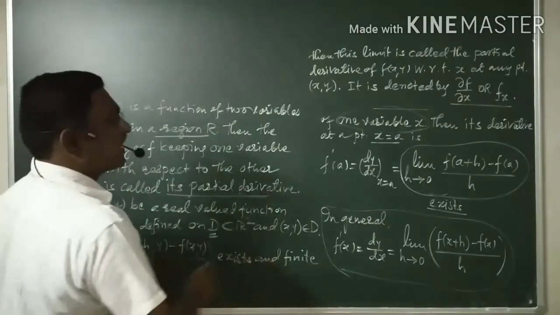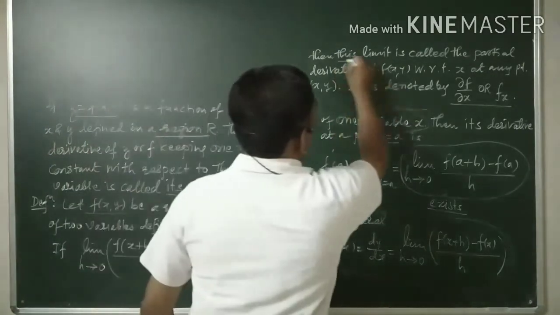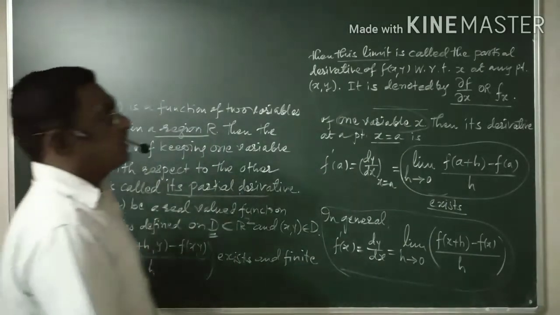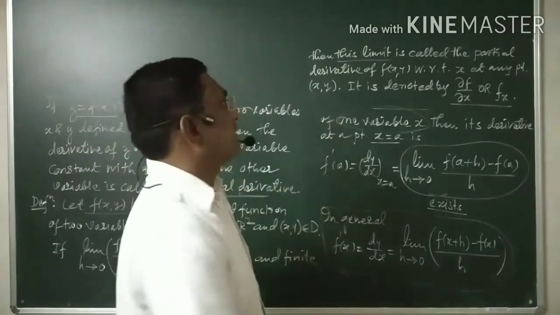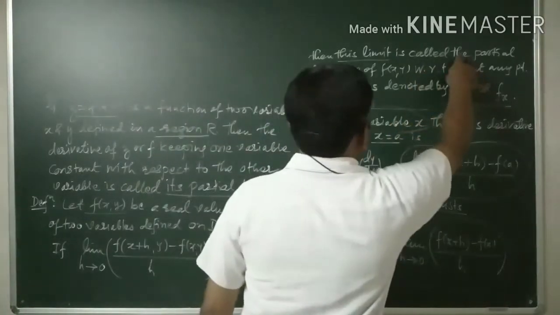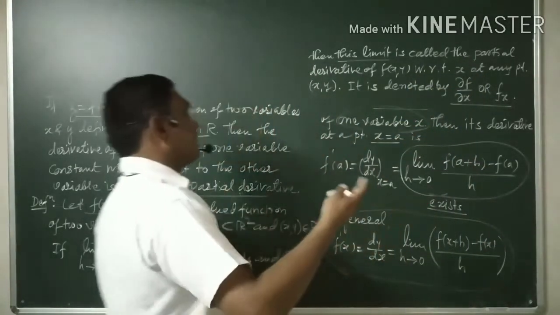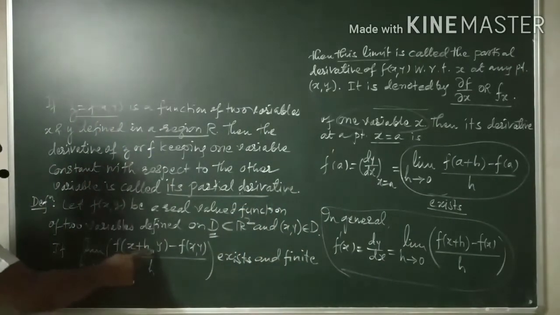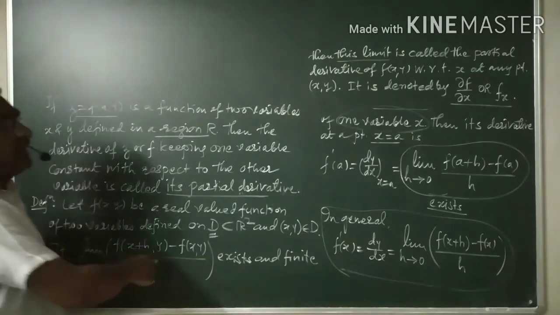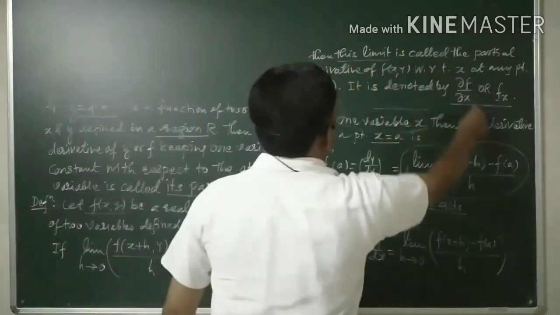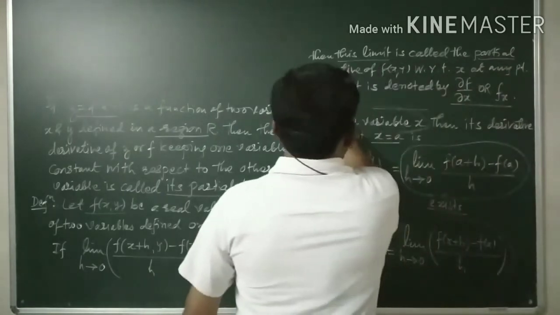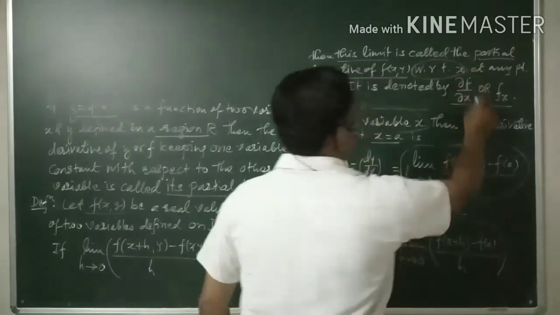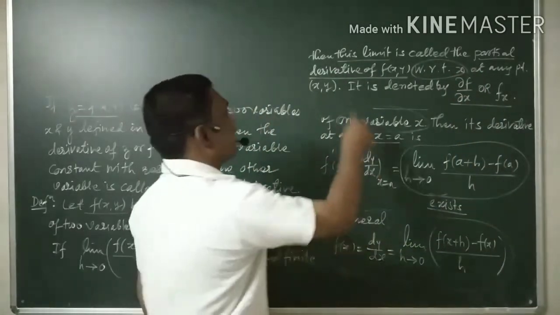If it exists and is finite, then whatever the limit is, you get some quantity or number. It may be a function of x or a function of y or both. Because we are keeping y as it is, this limit is called the partial derivative of f of x y with respect to x, at any point x y. This is important.